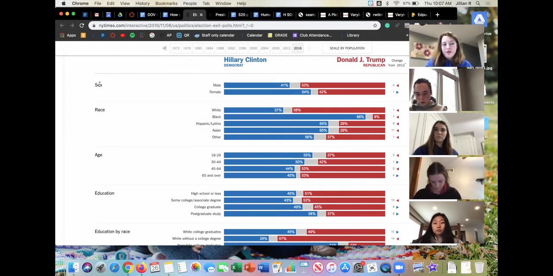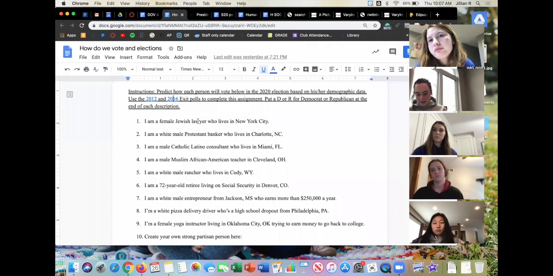So based on sex, if you were male, you're 53% likely to vote for Donald Trump. 41% of males voted for Hillary Clinton. And you can see 54% of women voted for Hillary and 42% voted for Donald Trump. So you're going to use all of this data, and I want you then to determine how each of these people is going to vote in the next election.